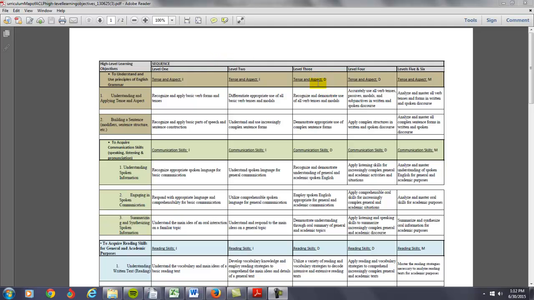Now, according to the curriculum map in Level 4, it does say accurately use all verb tenses, passive modals, and subjunctives in written and spoken discourse. These are what we call student learning outcomes, some things that we want to be able to do. Now, it also says here, apply complex structures in written and spoken language. It also talks about using verb tenses and modals in Level 3. So again, I think that if you focus a little bit less on modals and passive voice in Level 4, that's going to give you a little more time for gerunds and infinitives, I think that's a good thing, right?